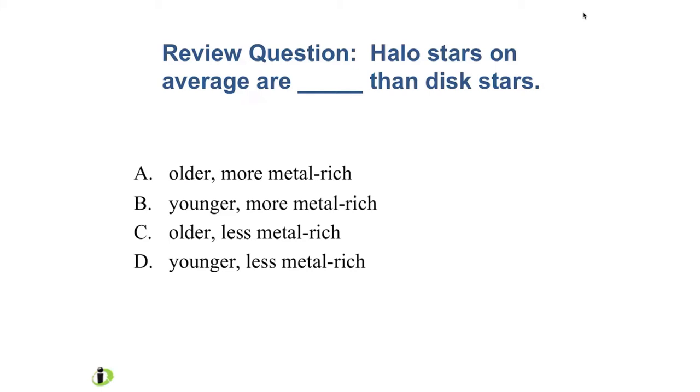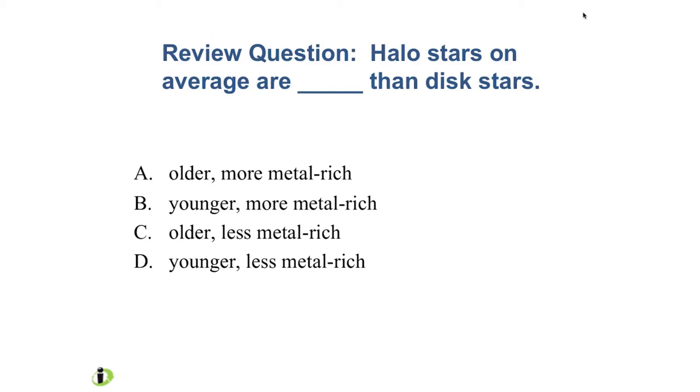Thought I'd begin today's class with a review question to go over and remind ourselves what we were talking about in the last video. So here it is. Halo stars on average are what than disk stars? Older and more metal rich, younger and more metal rich, older and less metal rich, or younger and less metal rich? So you can certainly make a guess. Let's talk about this though.